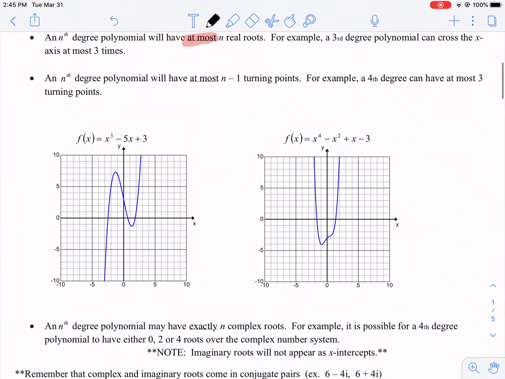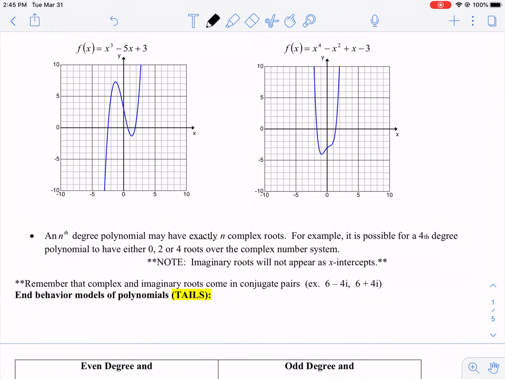Likewise, an nth degree polynomial will have at most n minus 1 turning points. For example, a 4th degree polynomial, so that means the n is 4, can have at most 3 turning points. So the number of turning points that it can have at a maximum is 1 less than the degree of the polynomial.